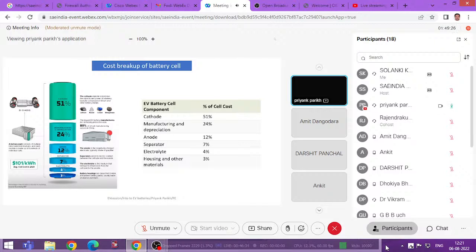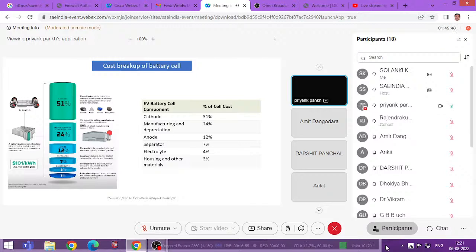Now let us have a look at the cost breakup of the battery cell. As I already told you, batteries contribute almost half the cost of EVs, right? And that is what makes it very critical, something for our engineers to have a look at. So optimizing the batteries definitely means that we are optimizing the cost.